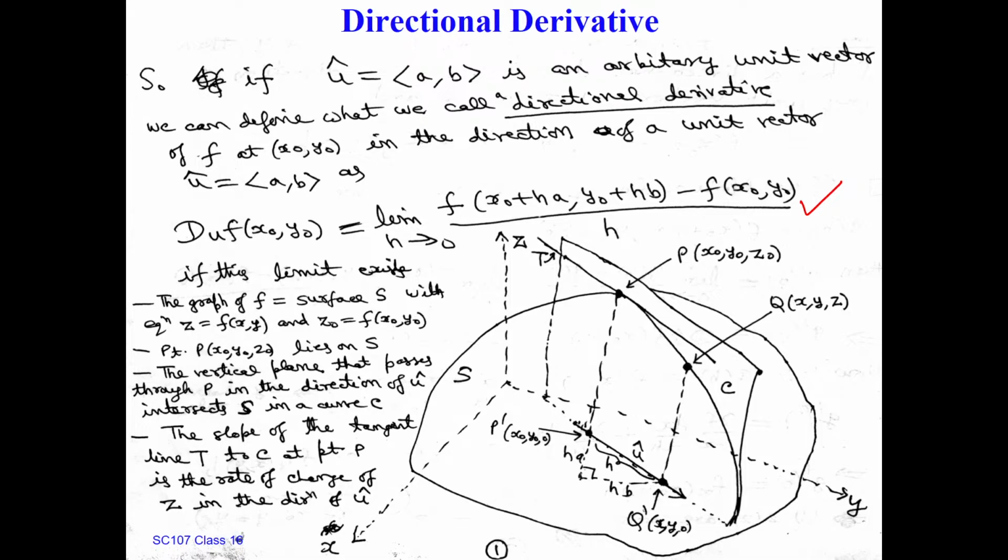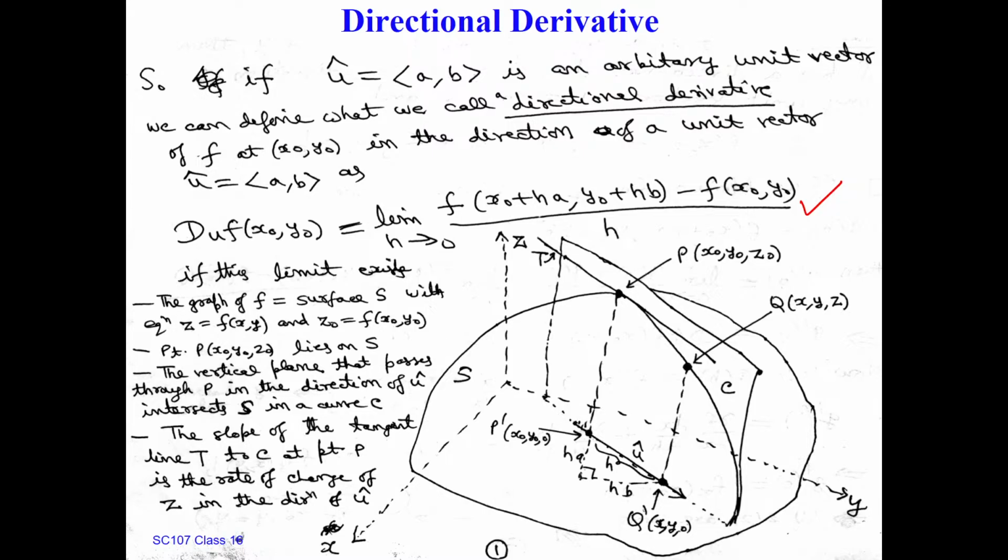So the vertical plane that passes through P in the direction of u intersects S in a curve C. The slope of the tangent line T to C at point P is the rate of change of z in the direction of u. So that tangent T, which I have written at the point P, is the rate of change of the function in the direction of u. u is an arbitrary unit vector. Okay, so now we are ready.